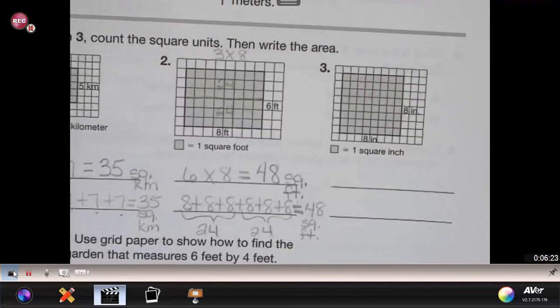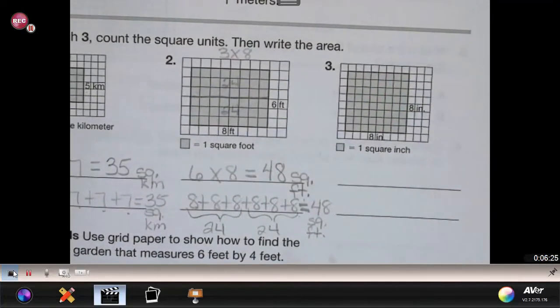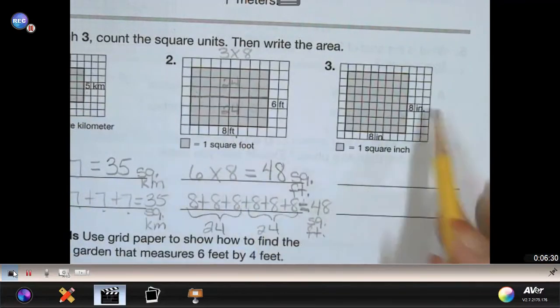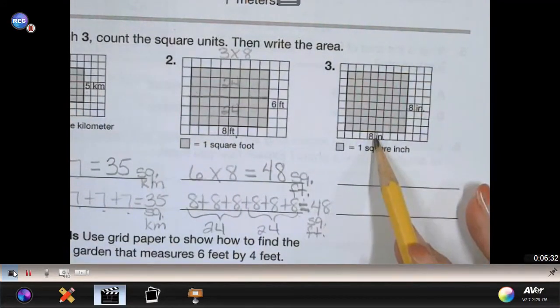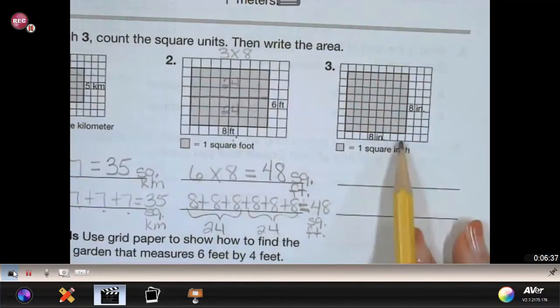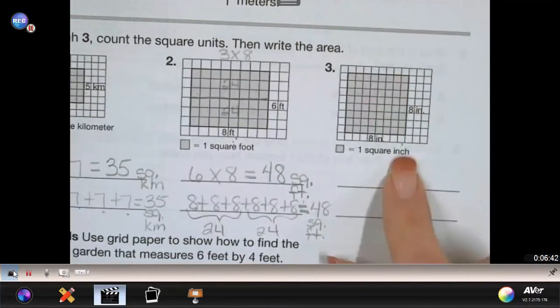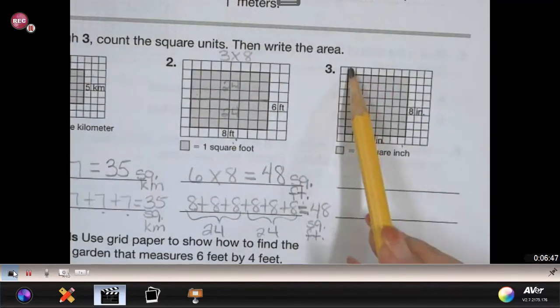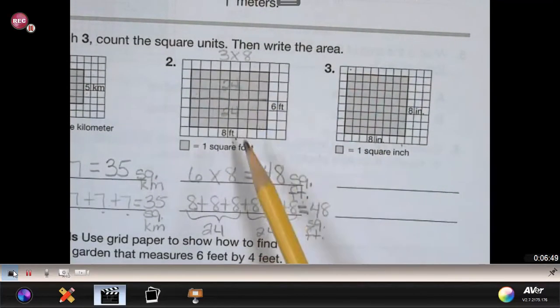Number 3 is very similar. Again, instead of having 6 rows of 8, now I have 8 rows of 8. I could use this to help me find my product in square inches. All I would need to do is add another row here and another row here, and now I have just created 8 times 8, or 8 rows with 8 in each row.